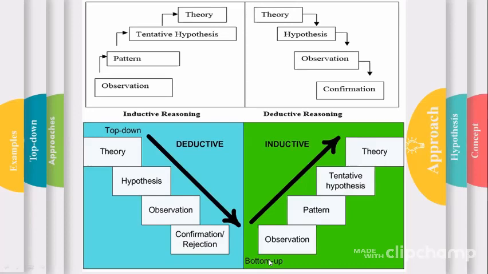Here, this is bottom up. Why is bottom up inductive? Because over here, you have first the observations. Based upon the observations, there is a fixed pattern which you try to derive from the observations. Based on this pattern, you derive a hypothesis. Based upon this hypothesis, then comes a theory. So it is just the opposite of the deductive. So it is called bottom up in inductive.